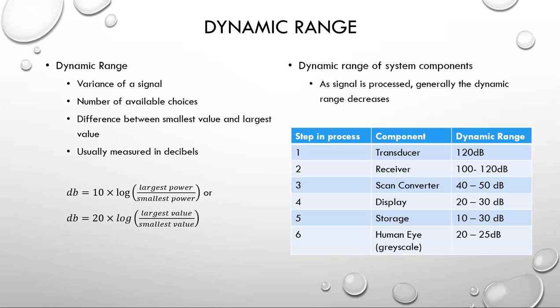Then the scan converter, 40 to 50. Then the display, 20 to 30. Our storage devices typically have 10 to 30, with most of them having the exact same dynamic range as our display today, and that's for FDA approval. And then of course the worst component that is part of our system is the human eye, which has about 20 to 25 decibels of dynamic range in grayscale.